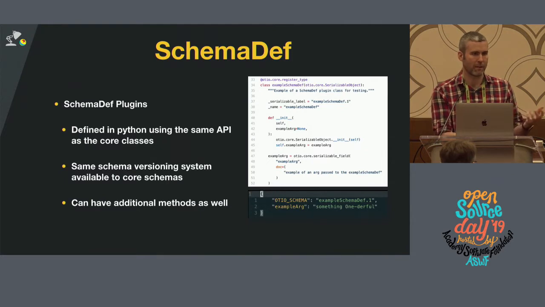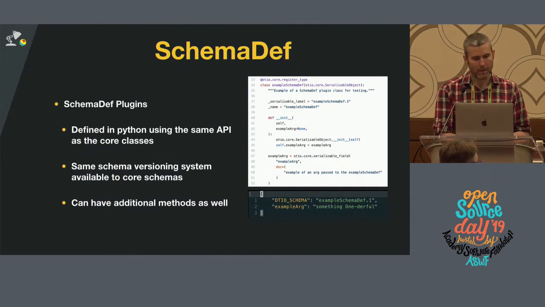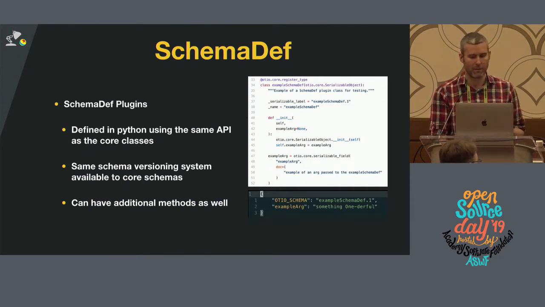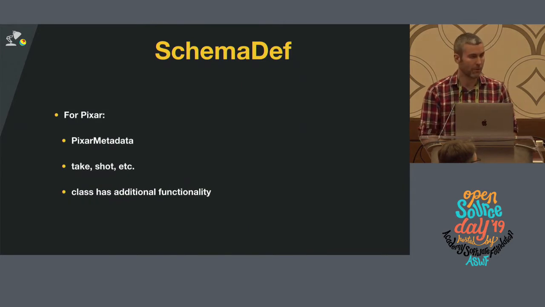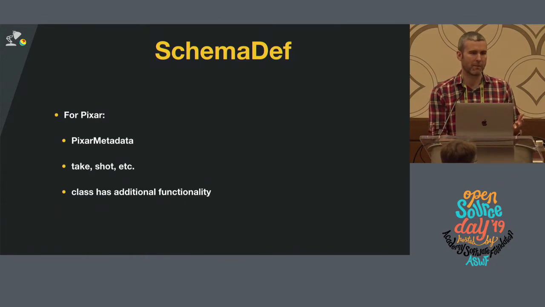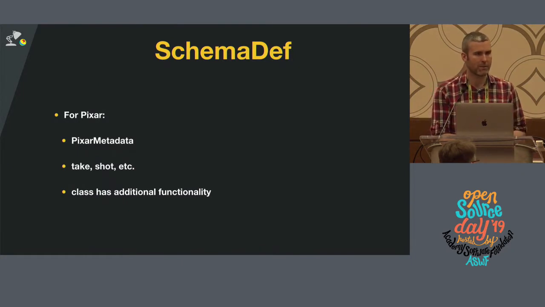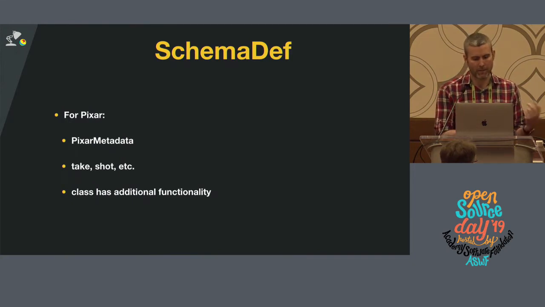It just won't give you a proper type with classes. It doesn't have enough information to do that. But it has the same versioning system available to the core schemas, and you can put additional methods on there as well. So internally, what we've done is we've wrapped up a sort of metadata container for Pixar metadata that includes methods that know how to look up information in the database or populate various fields based on information that's present. And that automatically serializes and deserializes with the timelines that we encode.